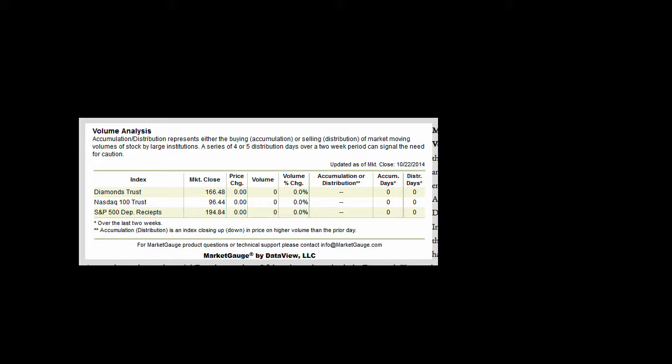In this week's volume analysis, all indexes ended in neither accumulation nor distribution mode. In the last 2 weeks, the Nasdaq 100 Trust had 0 accumulation days and 0 distribution days. Of the other indexes, both the Diamonds Trust and the S&P 500 Deposit Receipts ended in neither accumulation nor distribution mode. Accumulation days are counted when the index closes up on higher volume than the prior market day, while distribution days occur when the index closes down on volume higher than the prior market day. Last week also, the Nasdaq 100 Trust ended in neither accumulation nor distribution mode.